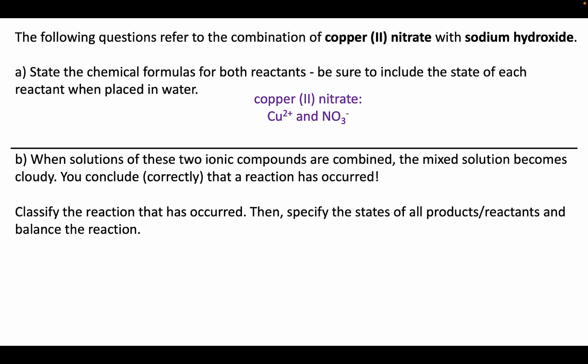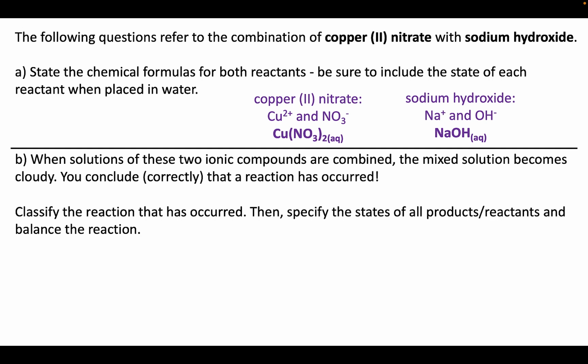Copper II is Cu2+, and nitrate is NO3-, a polyatomic ion that hopefully we're pretty familiar with by now. When they come together, we're going to have 1 copper and 2 nitrates so that the charge is equivalent, and it's going to be aqueous as it contains that nitrate ion. Sodium hydroxide, we have Na+ and OH-, and they'll combine in a 1-to-1 ratio, again being aqueous as we have a sodium group 1 metal.